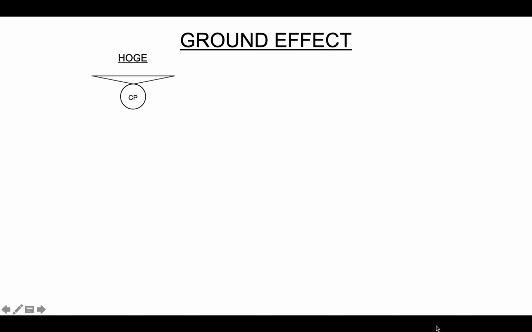So we're going to look at ground effect now. Here we have an aircraft hovering outside ground effect. Our induced flow is acting downwards, and because we're high up, you can see it's just going straight down.